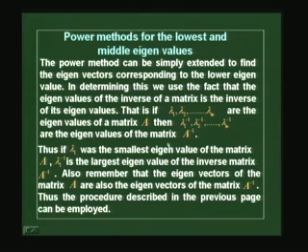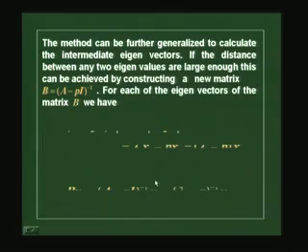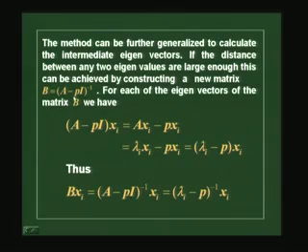Now that we have this idea, we can generalize it to get all the eigenvalues. What we could do is construct the matrix A minus pI, where p is a number, then form a new matrix B equal to (A minus pI) inverse, and find the largest eigenvalue of this matrix B. Now let us see what this means.